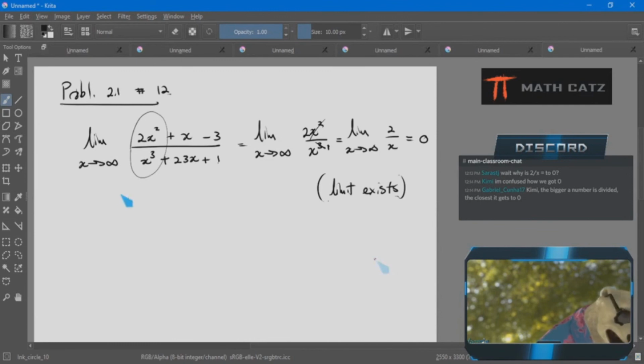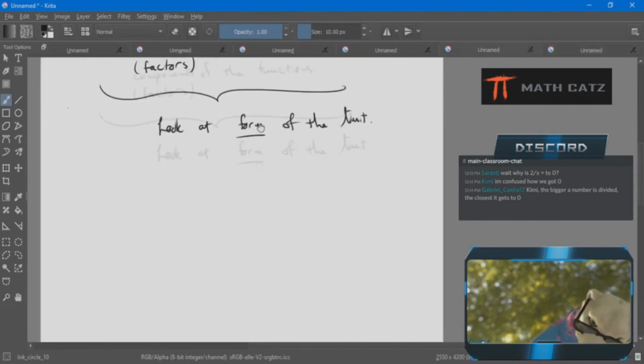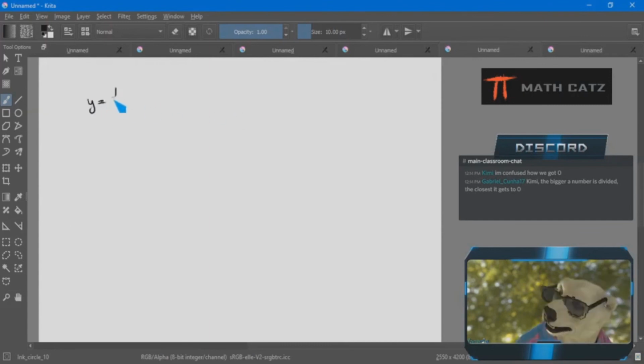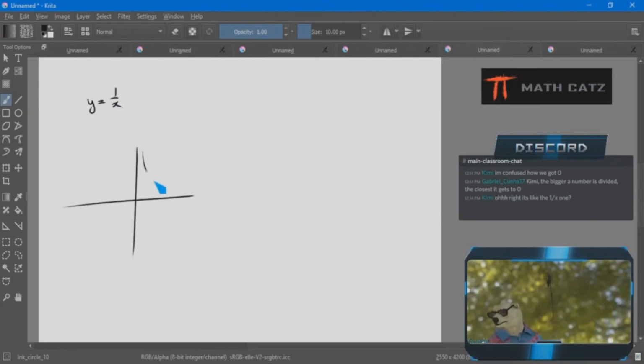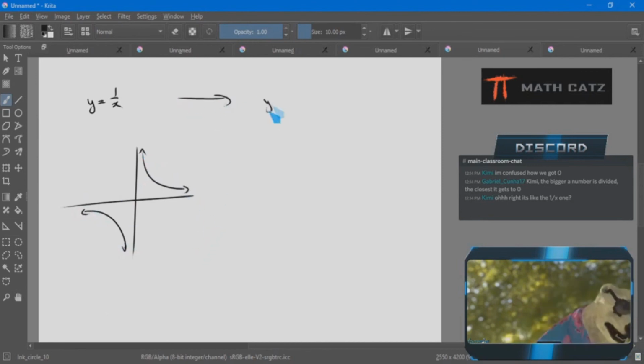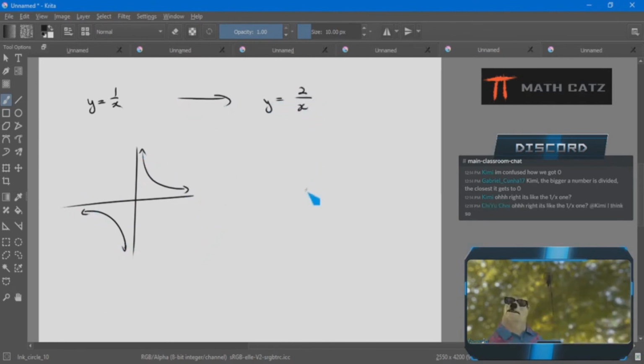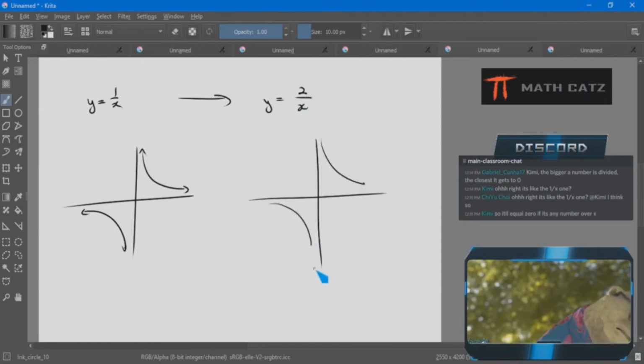You can take your y equals 1 over x. I don't want to do it on this page, I want to do it over here. Right, I have the properties of my basic function. That transforms to 2 times 1 over x. What happens? It stretches out a little bit. What happens when x blows up? It's right there. It's heading to 0.